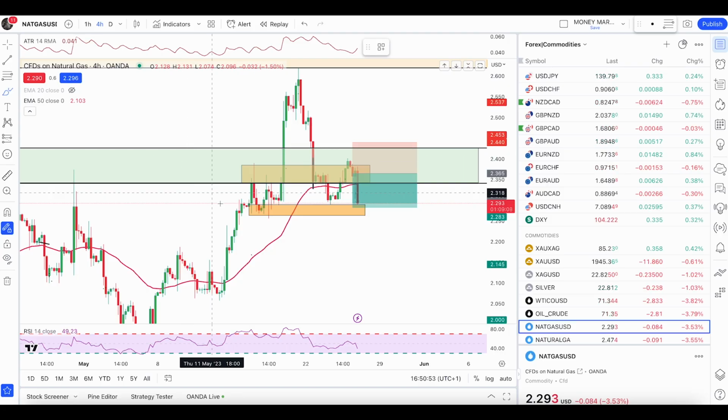How nicely the head and shoulder pattern played out as mentioned in my yesterday's video. Gold is pushing down towards the major support and silver as well. Oil is bearish. So in today's video, I'm going to do analysis of nat gas, gold, silver and crude oil.